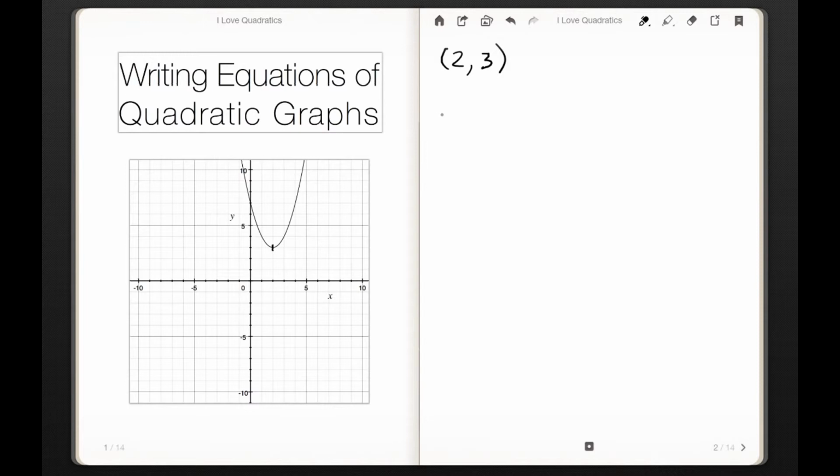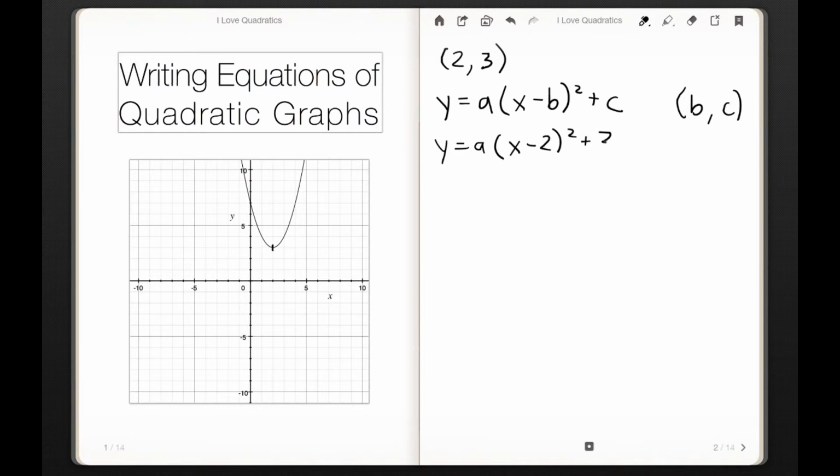So now we have to remember the equation for the vertex form of a graph. It is a times x minus b squared plus c, where the vertex is b comma c. So this is pretty simple. We already have b is 2 and c is 3. So we can just substitute that right into this equation. So we'll have a times x minus 2 squared plus 3.